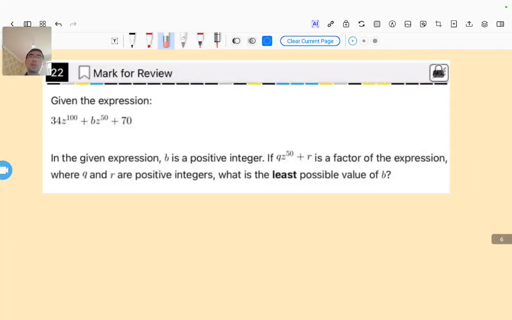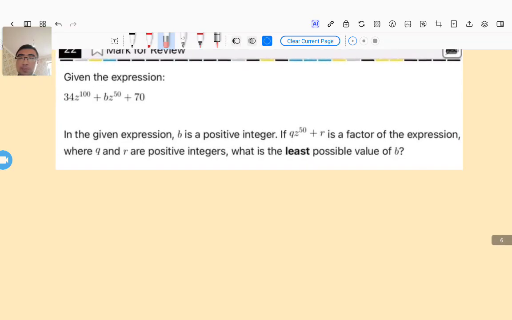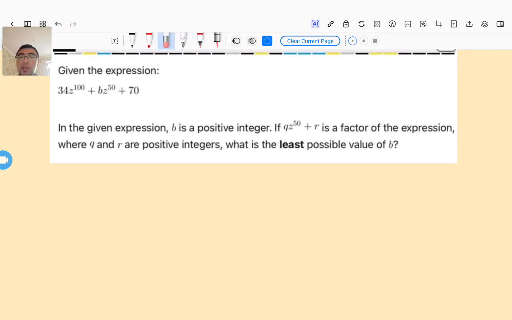Hello guys, today in this video I am going to explain this problem. In the given expression, b is a positive integer. What is the least possible value of b? Guys, for understanding this kind of question, let's look at something easier.